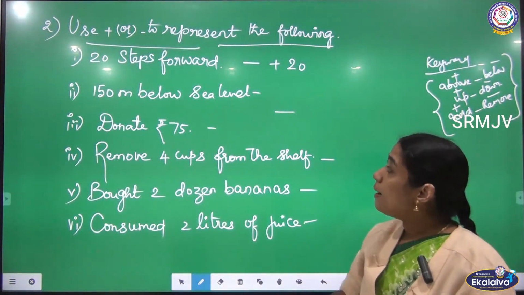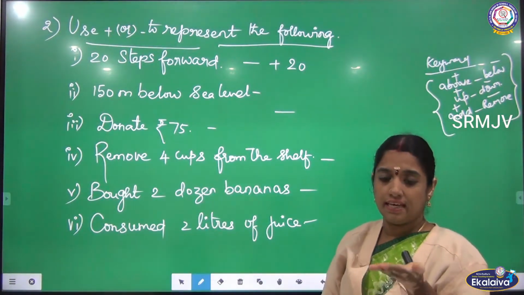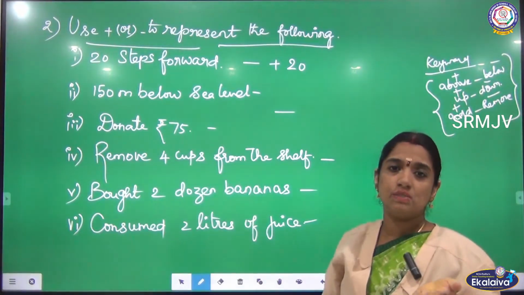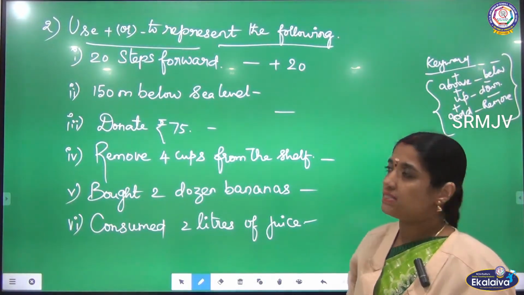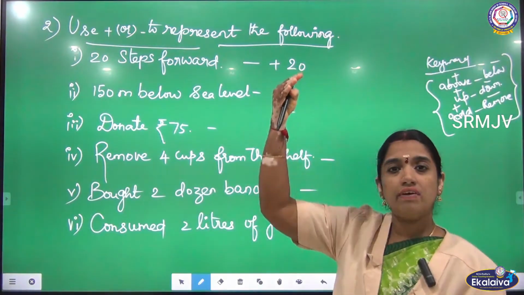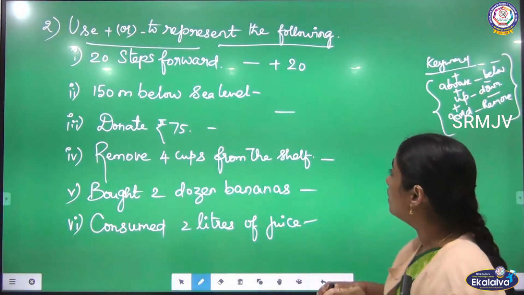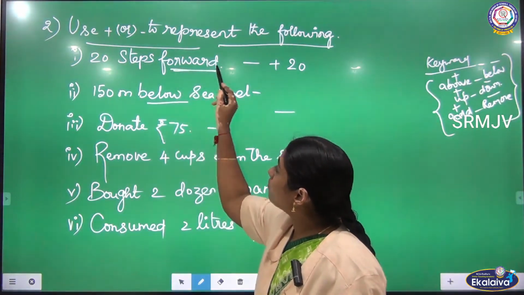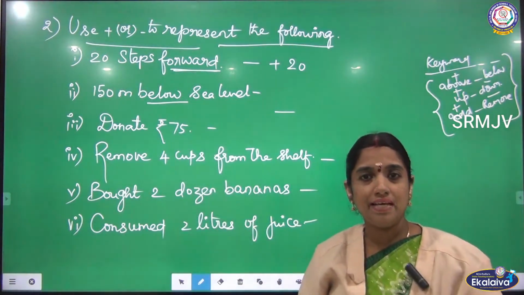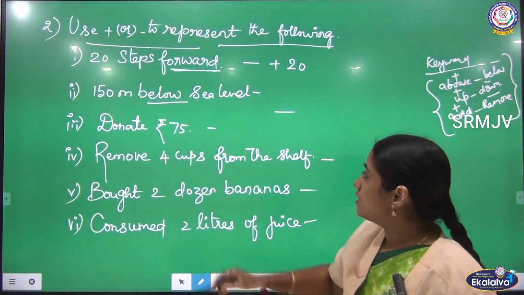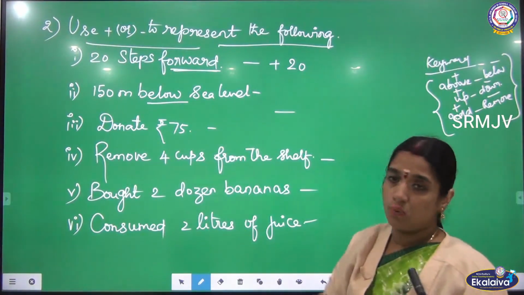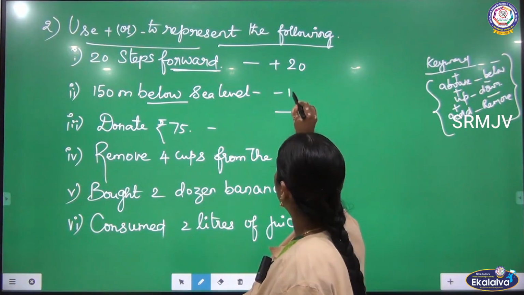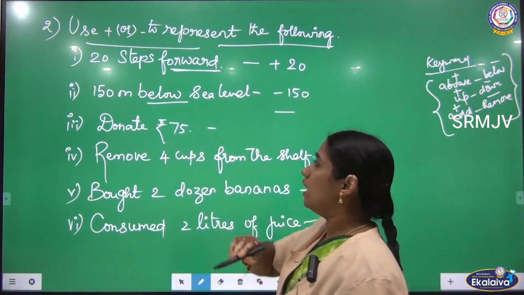150 meters below the sea level. See, the ground is there. Below the sea level is what? Minus. Above the sea level means plus. Below. Please see this word, below. After seeing this, I am going to find out whether it is a plus or a minus. So forward means plus 20. Below means minus 150. Just write the number alone, it is enough.